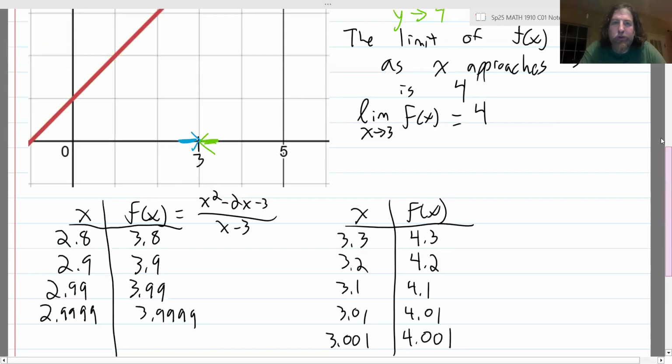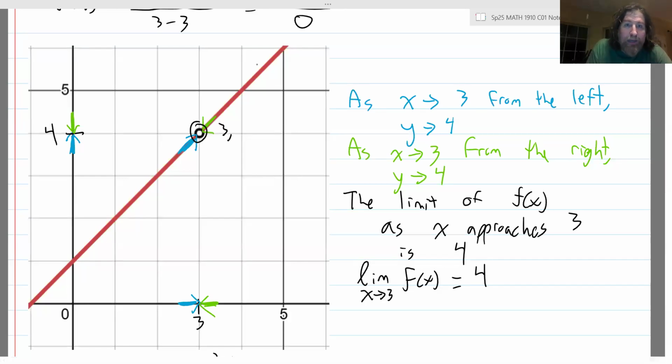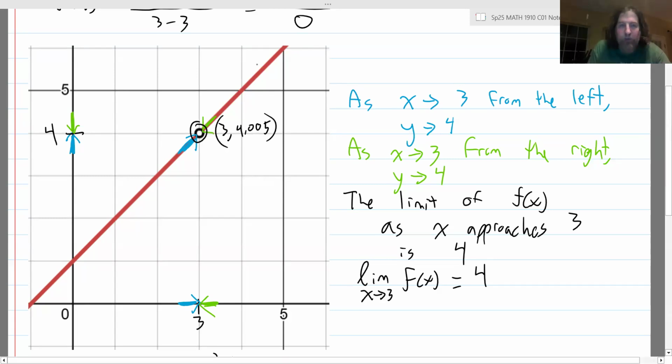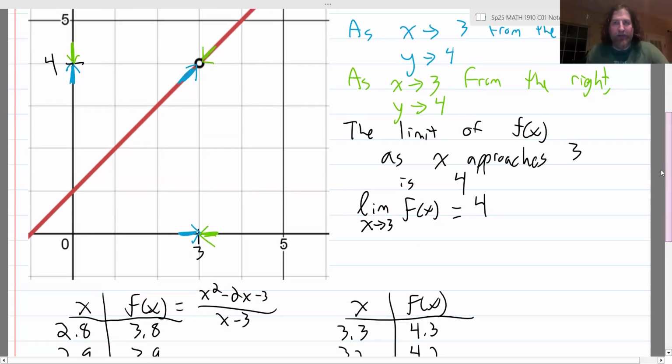There are also limitations to using a graphical approach, because even though it's pretty obvious from this graph that those y values are about 4, maybe I'm giving you a trick question here, and maybe the exact coordinates of this hole are actually 3, 4.005. They're not. It really is 4 in this case, but they could be. Sometimes they will be. So we need to be careful and remember that anytime we use a graph or a table of values to evaluate a limit, at best, we are approximating the value of that limit.